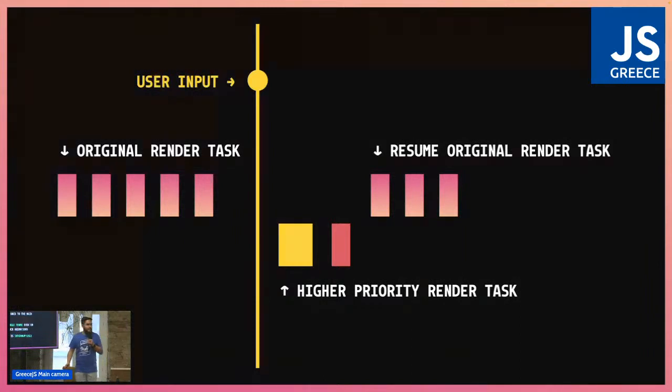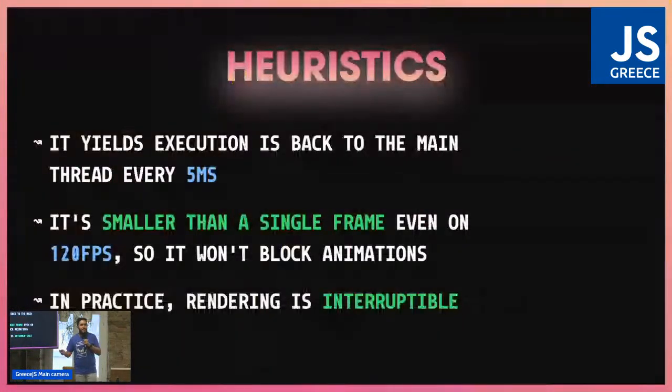And you might ask, how does it happen? It basically yields the execution back to the browser every 5 milliseconds. And I know that 5 sounds like a magic number, like the ones we use in CSS to fix something, but actually it's because it's smaller than a single frame, even if you're talking about 120 FPS devices. So that's why most of the time it feels interruptible.